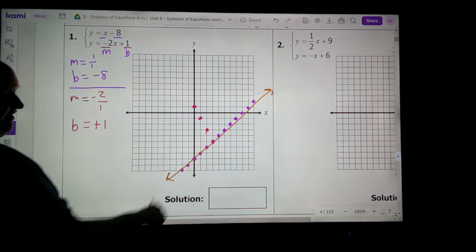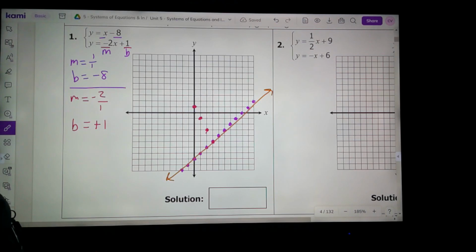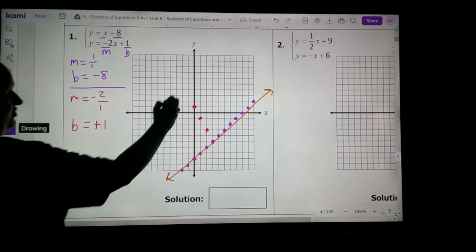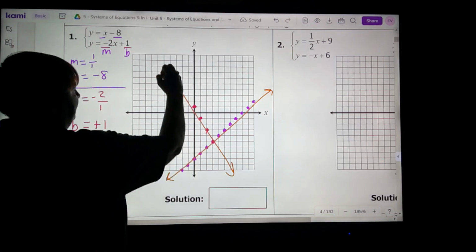Whoa! That right there, where they're on top of each other. Bam! That's my solution. Right? So, I'm going to finish graphing my lines. You have to graph the lines. I have to be able to see them intersect.